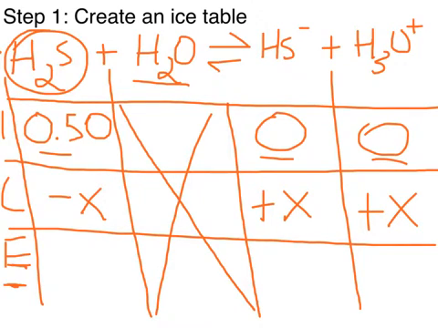So down here at equilibrium, the key here is that I plus C is going to equal E. So in other words, 0.50 minus x should go in here. 0 plus x here would give us x, and the same there. Okay, so now we've filled in our table. What should we do next?